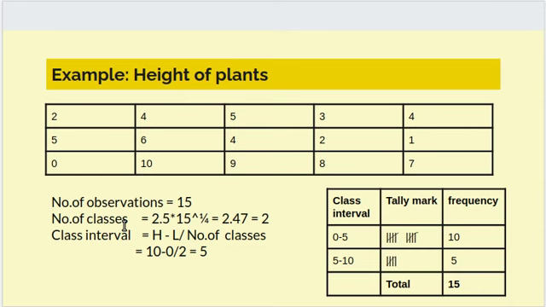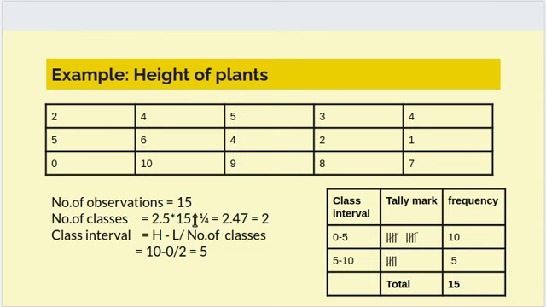Number of classes means this, like 1, 2. Here there are 2 classes, first 0 to 5 and 5 to 10. So there are 2 classes. That is the number of classes. To find that, we have the formula 2.5 into n, n is nothing but 15, to the power 1 by 4. That is nothing but 2.47. When we round, we get 2.